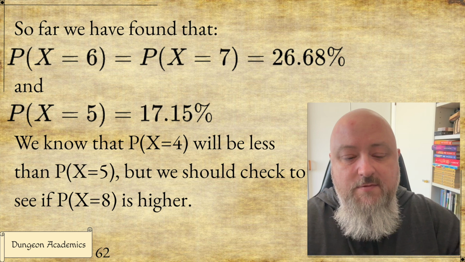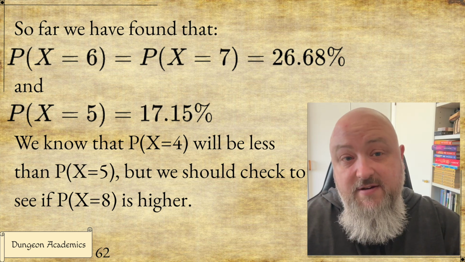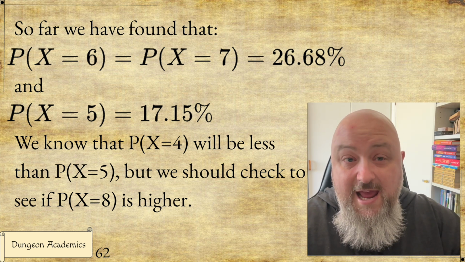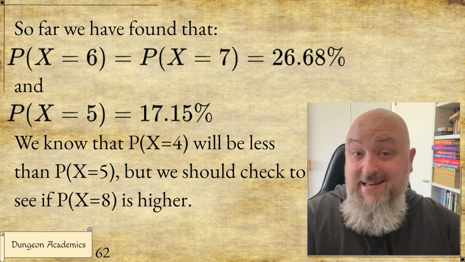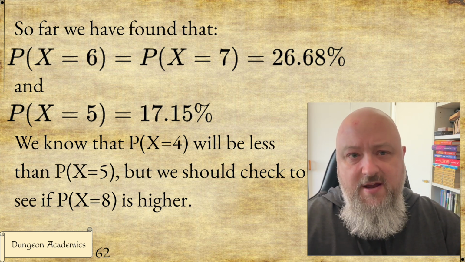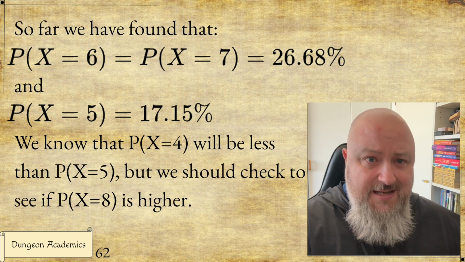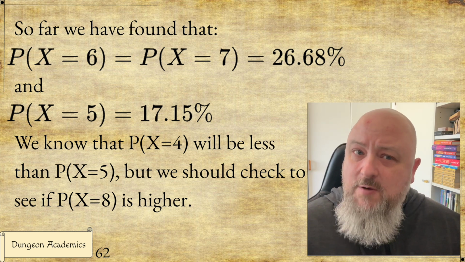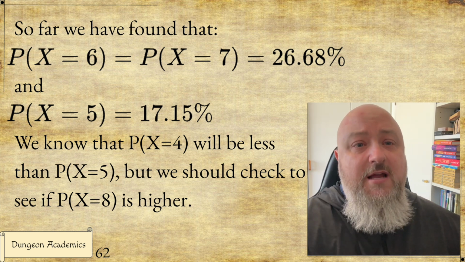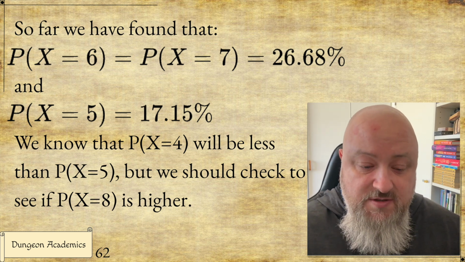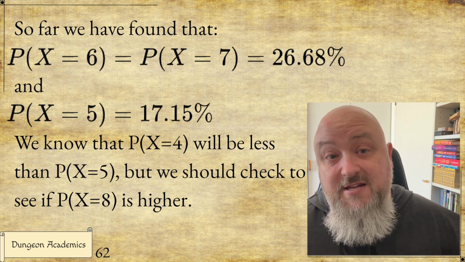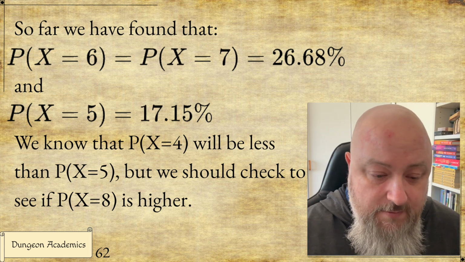So far, we've found probability for 6, 7, and 5 hits. It could be the case that 8 hits is more likely than 5 hits. We know that 4 hits is less likely than 5, but it could be the case that 8 hits is more likely than 5, and we want the top 3 results. So let's check the probability of getting 8 hits as well.